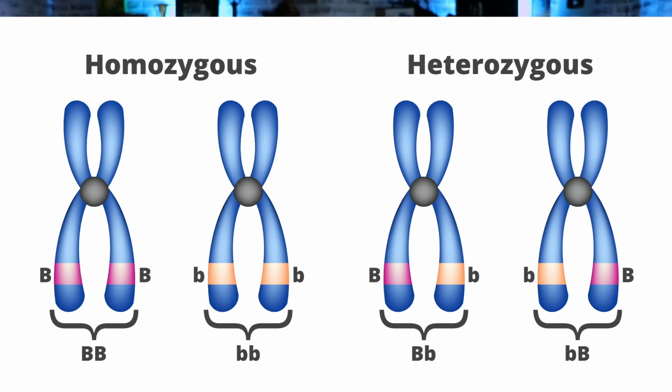You can have homozygous recessive. That is represented there by the two lowercase b's. An organism can also be heterozygous. That means they have a copy of each version of a gene, or each allele. That would be represented by a capital B and a lowercase b.